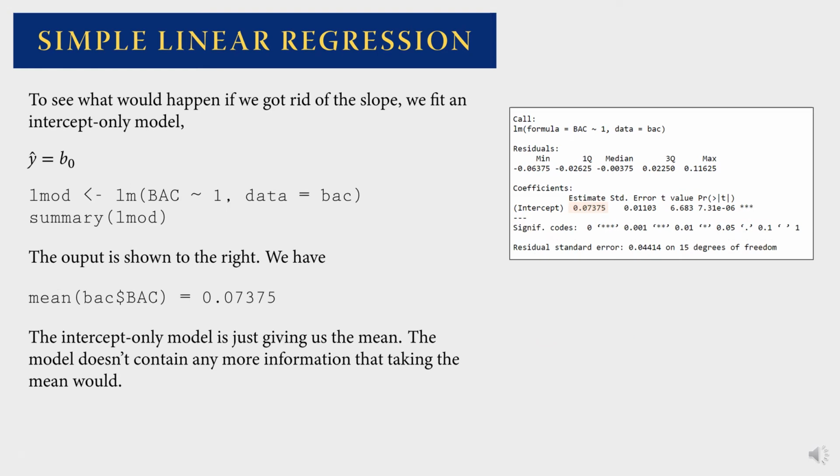If you fit a simple linear regression without a slope, you just get the mean of y. The linear regression equation is always giving you the mean of y given x, but in this model, there is no x, so you get the mean of y.